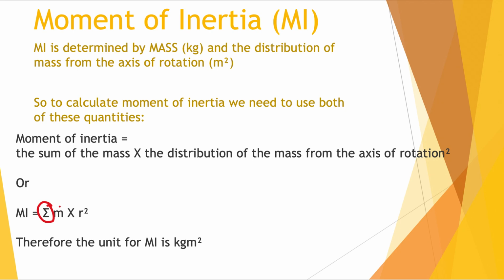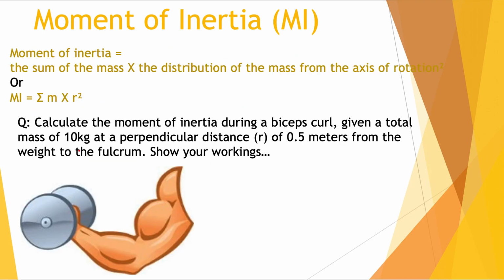So we've got kilogram from the mass, and meters squared from the distribution of mass from the axis of rotation, r squared. So let me give you an example. Calculate the moment of inertia during a biceps curl given a total mass of 10 kilograms and a perpendicular distance of 0.5 meters from the weight to the fulcrum. Remember, the fulcrum is the elbow and it's acting as the axis of rotation in a biceps curl.